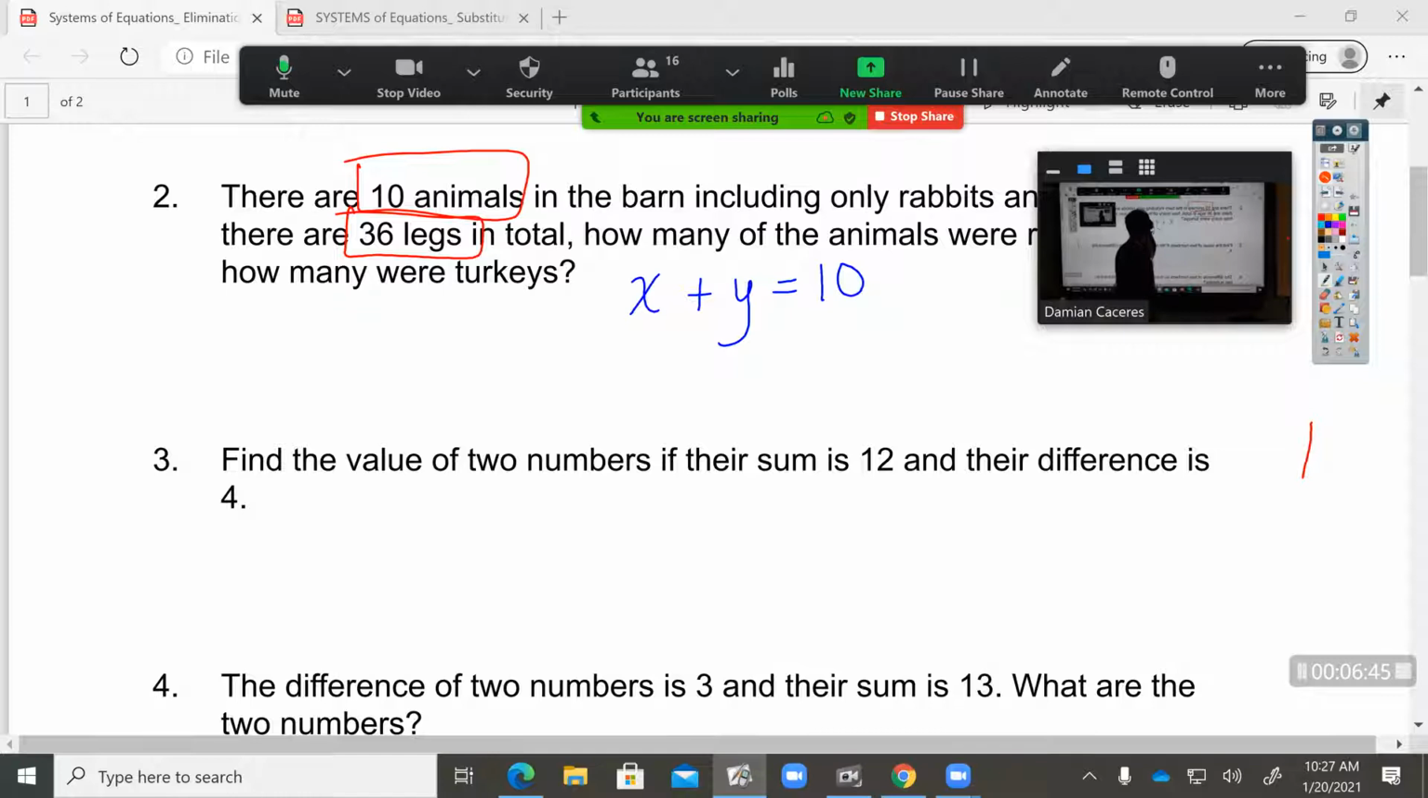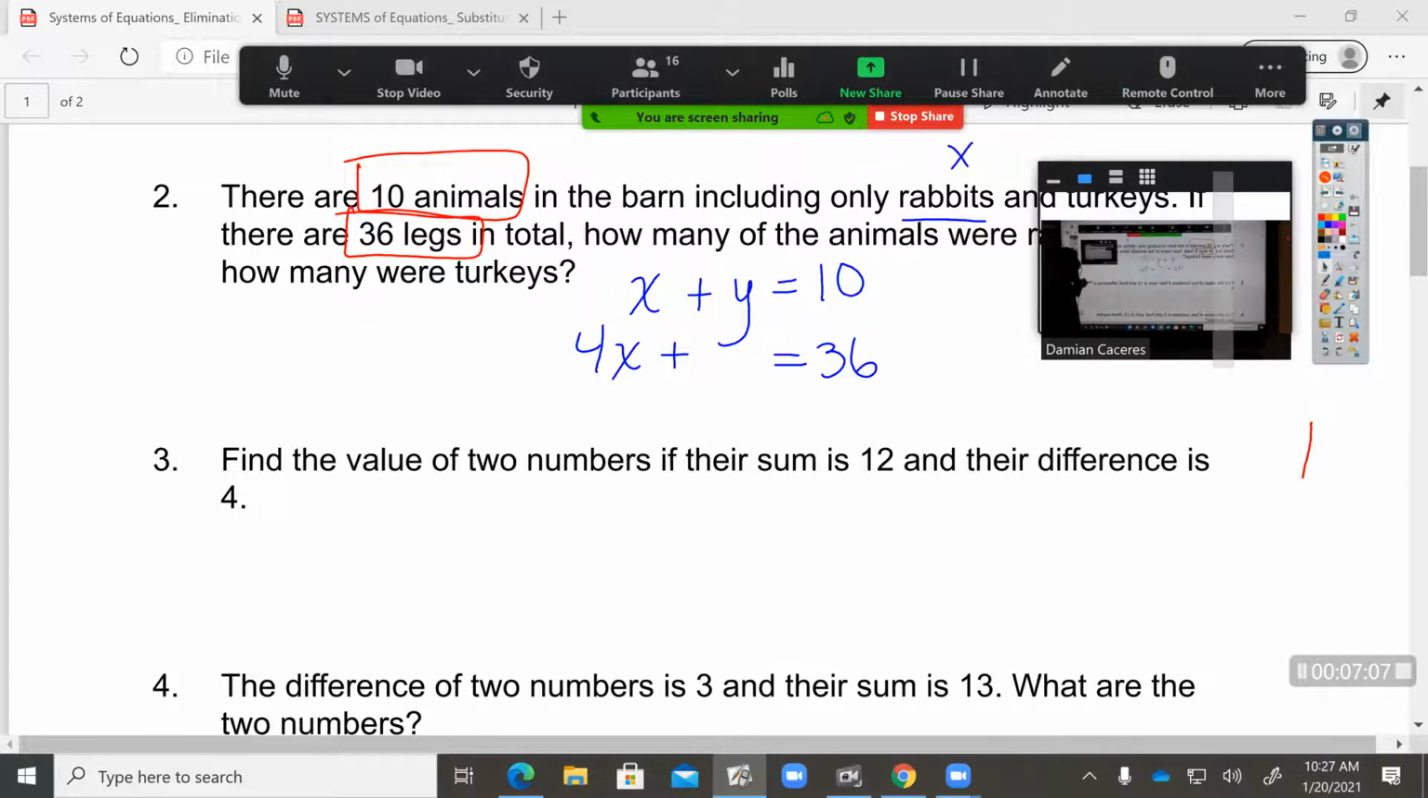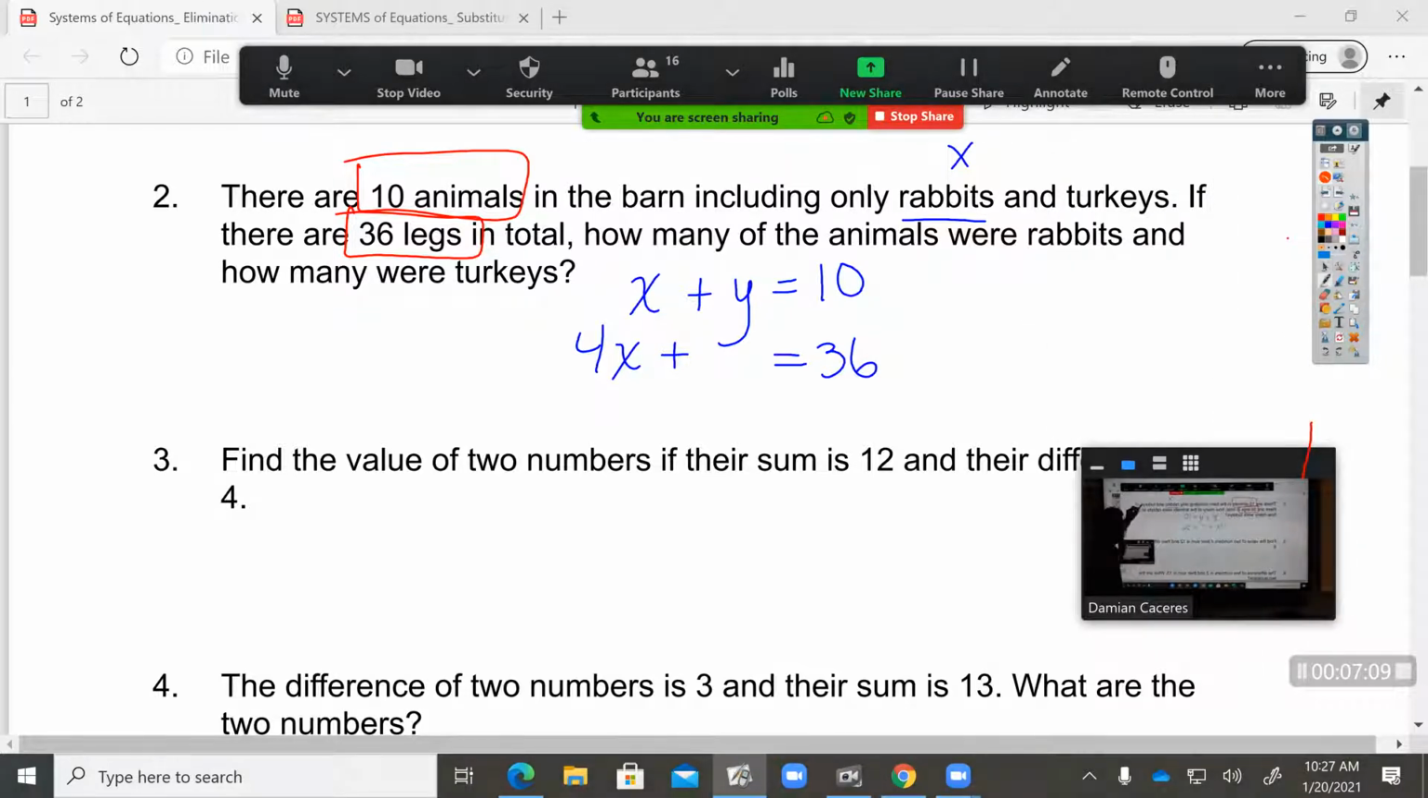Now the next equation is going to be a leg equation, so it has to be equal to 36. But you can't just put x and y because x doesn't have one leg, y doesn't have one leg. There's a specific amount of legs for these animals. So rabbits represent x, and rabbits have 4 legs. Turkeys are birds, and all birds have 2 legs. So now we have both equations. 1x plus 1y equals 10, and 4x plus 2y equals 36.